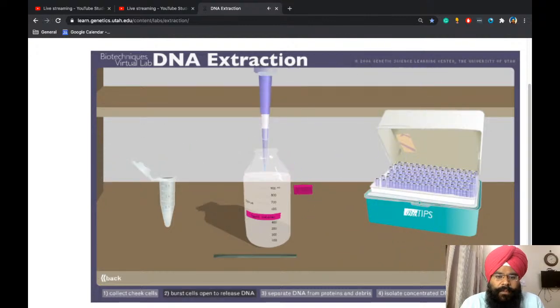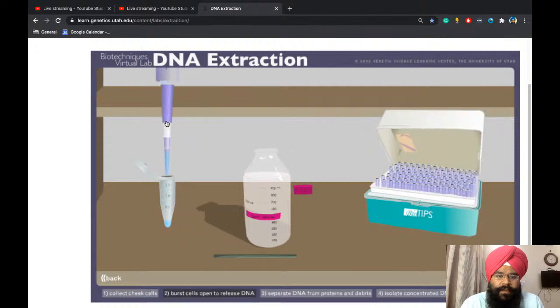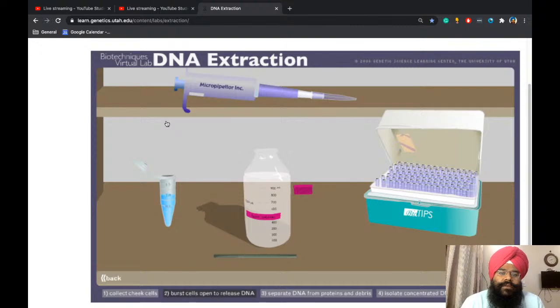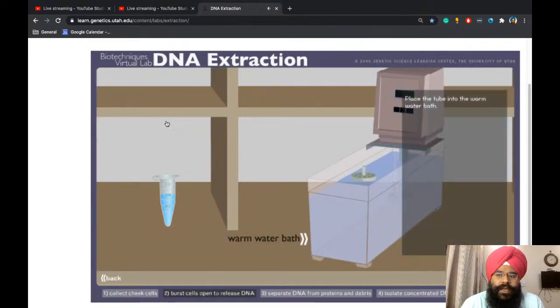So we put them in the Eppendorf with the lysis solution to break up our cell membrane. Lysis means to break up, and we will add this to the Eppendorf. So that's it. Place the tube into the warm water bath.